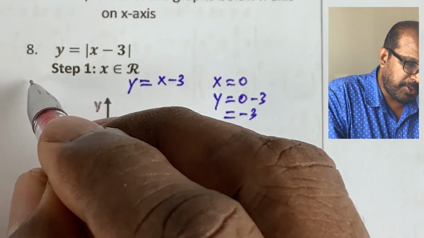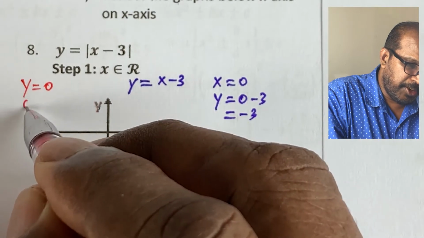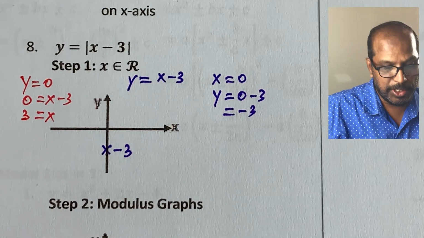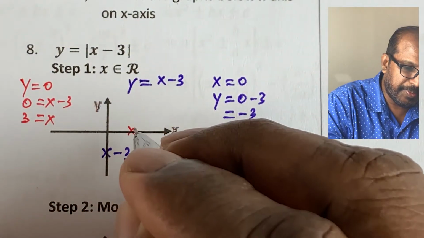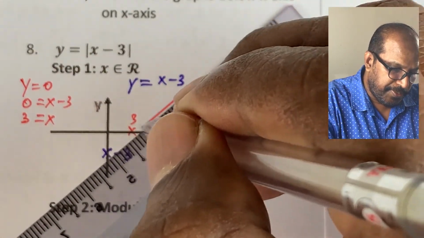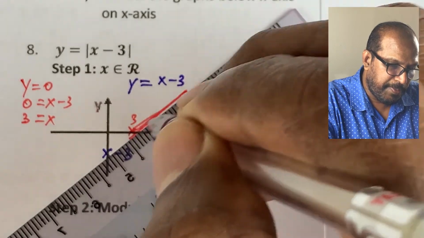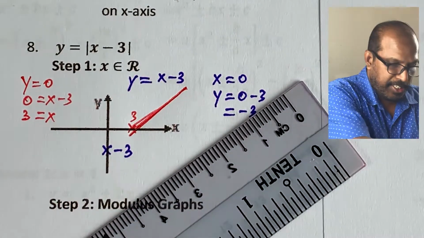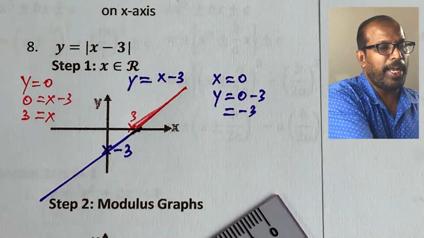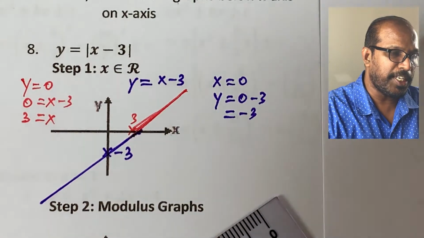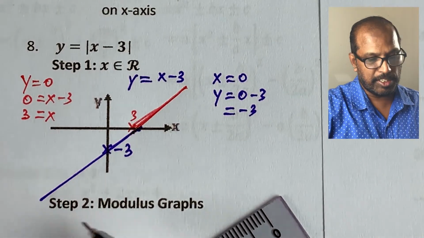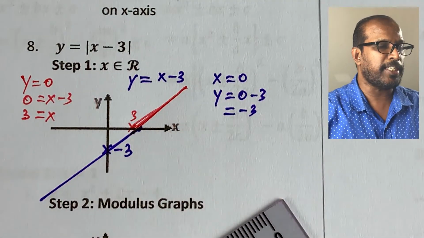Now the second step is I put y equals 0. Then 0 equals x minus 3, so 3 is equivalent to x. That means x equals 3, and 3 is here. Then we draw the graph. This is one part of the graph. The red color passes through here, and the other part just continues down. That means the graph has two lines. I do one in red and one in blue to indicate that one is above the x-axis and one below the x-axis. So this is a straight line which represents y equals x minus 3.